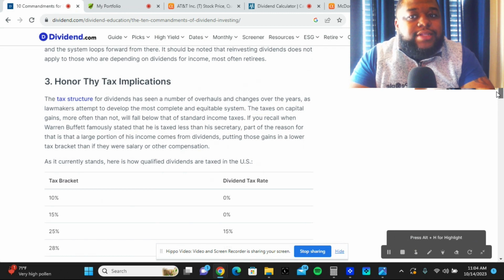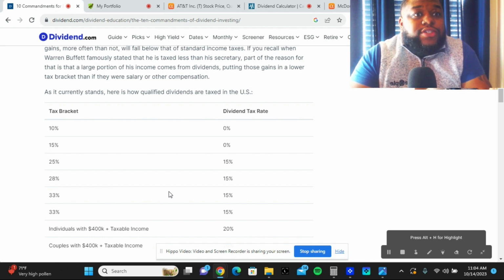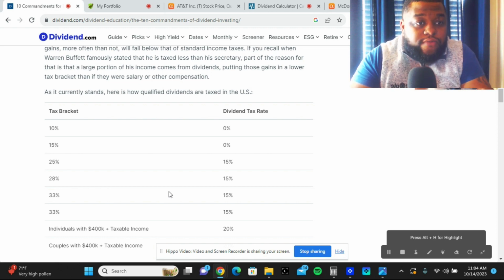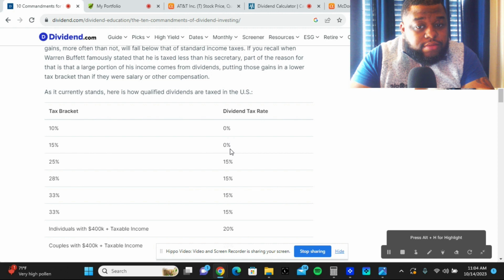Commandment 3, honor thy tax implication. The normal tax bracket when you file your taxes: 10, 15, 25, 28, 33%. With dividend growth stocks, or just stocks in general that you hold for the long haul, for long-term capital gains, it is taxed at 0%, 15%, and then individuals who make $400,000, then you finally get taxed 20%. But for the most part, you will only be taxed 15% max.